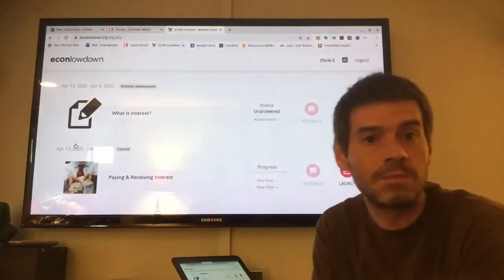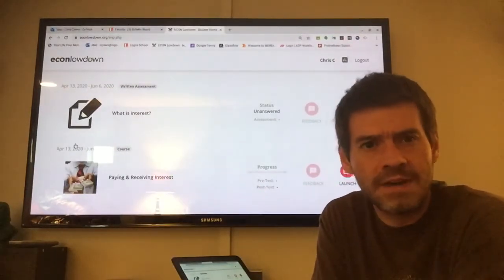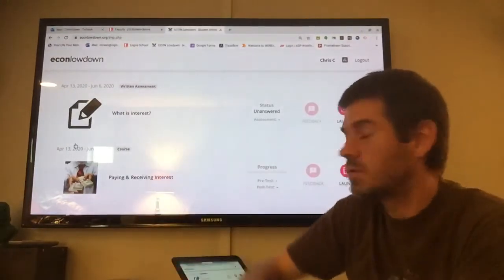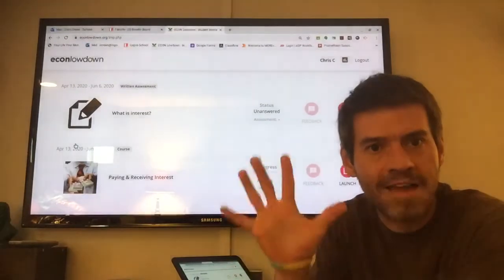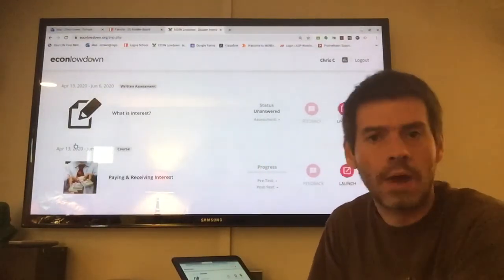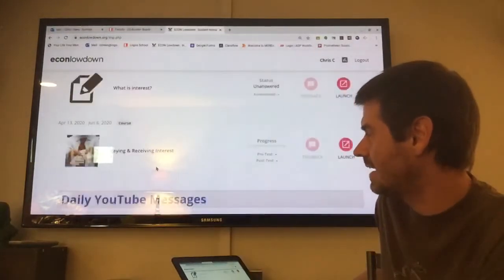And that's just a written assessment, meaning if you don't know what interest is, that's okay. If you have a little bit of an idea, whatever you know about interest, answer that written assessment and you get 100%, 5 points, 5 free points just for answering the question, whether it's right or wrong. But today's assignment is about paying and receiving interest.